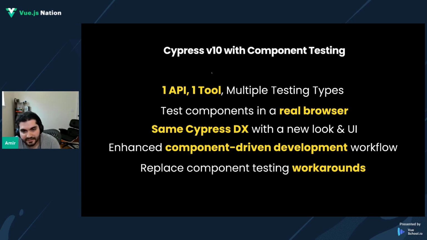Then the most important part, I think, is the fact that you get to test your components in a real browser while getting the same Cypress developer experience you've come to know and love, but with a new look and UI. Another important thing is that you're going to get a much better, enhanced component-driven development experience. It's really going to bring it all into your iterative workflow like you've never seen before, I think. And the last thing is what we just saw, which is that it's going to replace all these component testing workarounds of loading Storybook into Cypress or making test harness pages just to get access to your components. So these are a few things to look forward to.